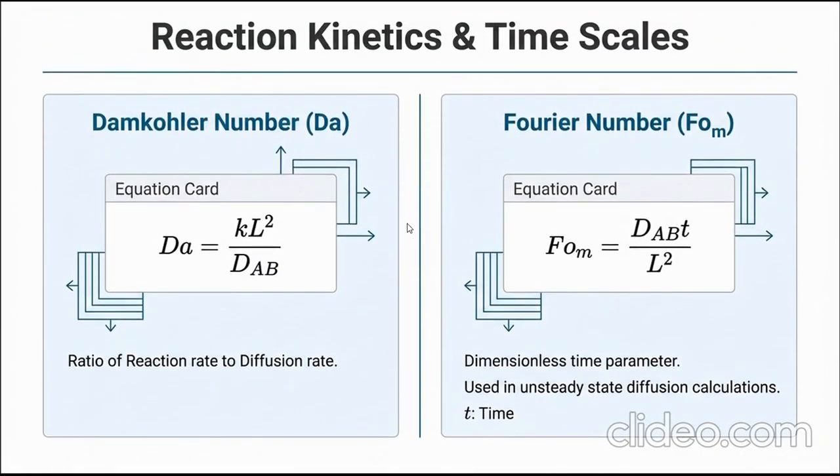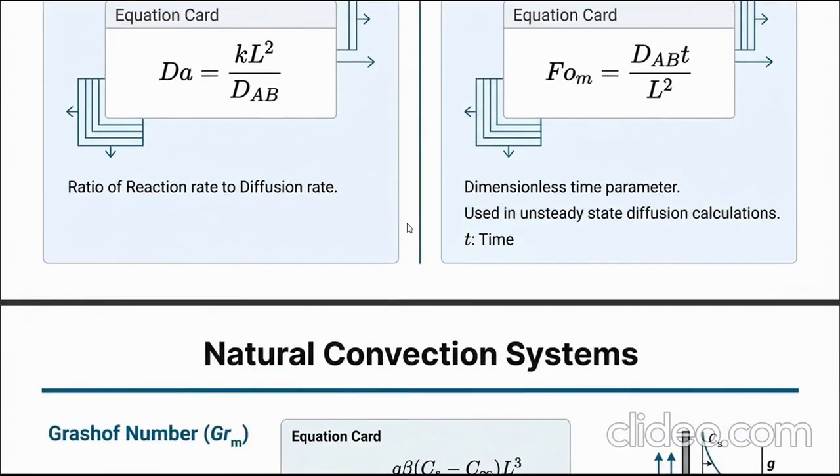When diffusion is coupled with a chemical reaction, the Damköhler number is critical. It compares the reaction rate to the mass transfer rate. For unsteady state diffusion, we employ the mass transfer Fourier number. This dimensionless time parameter allows us to solve the transient version of Fick's second law for varying geometries.